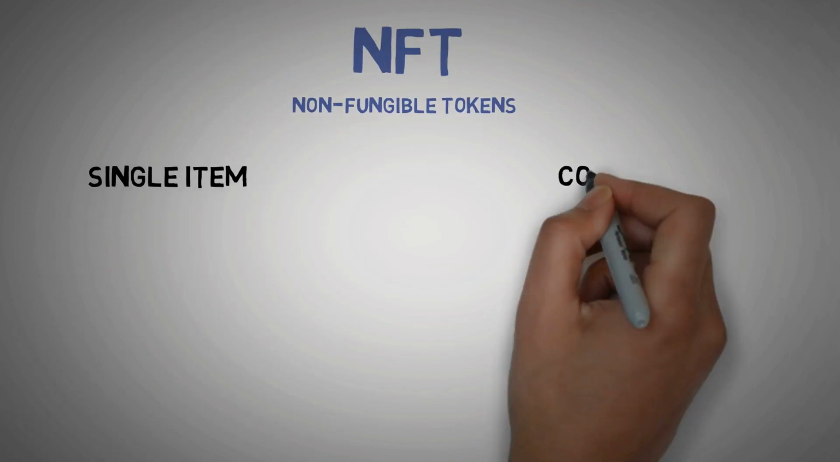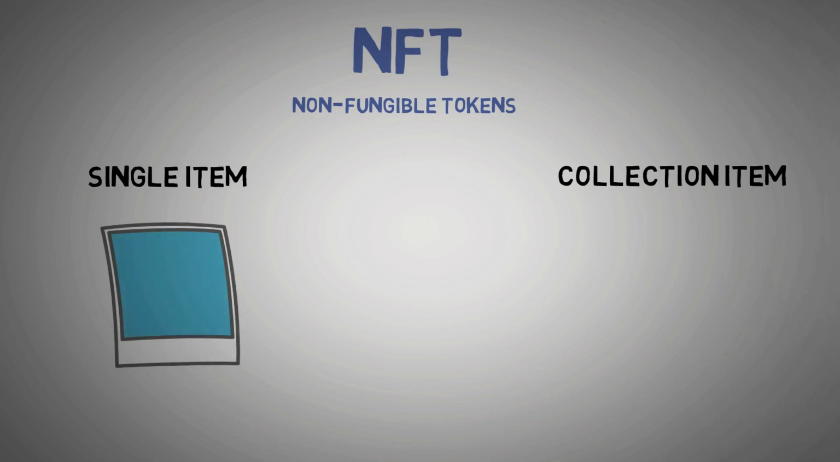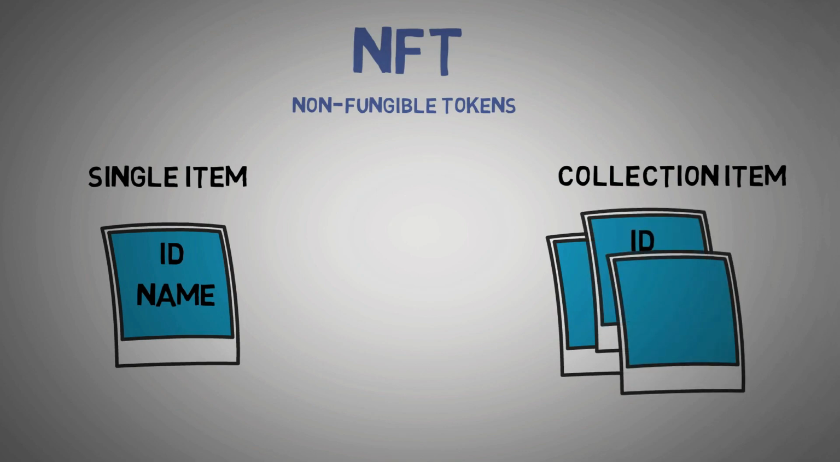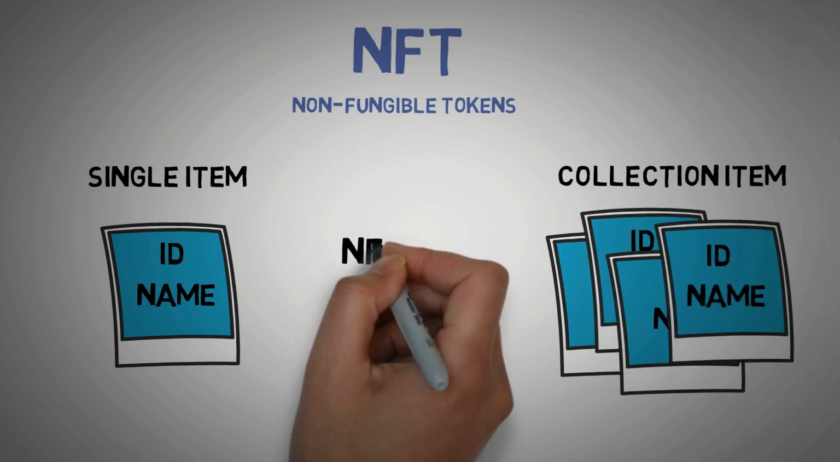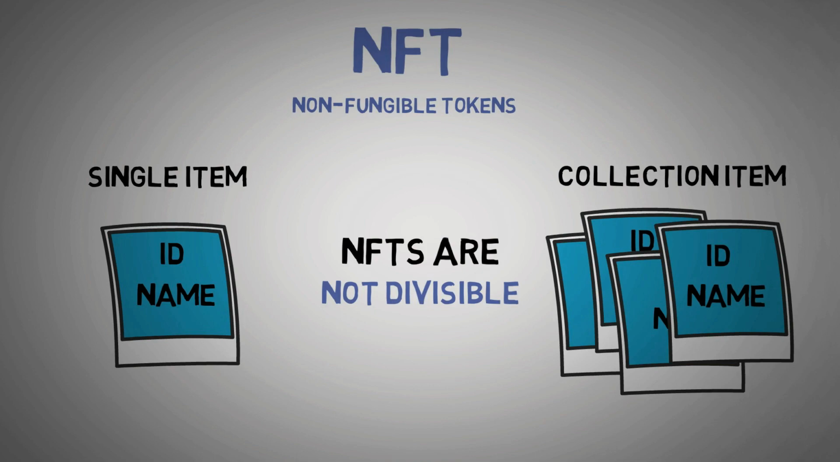NFT can be a single item or a collection of items. For example, a physical postcard with ID and name attached is a single token, whereas a card pack in Hearthstone would have multiple cards, each different from another. Another difference is that NFT are not divisible.